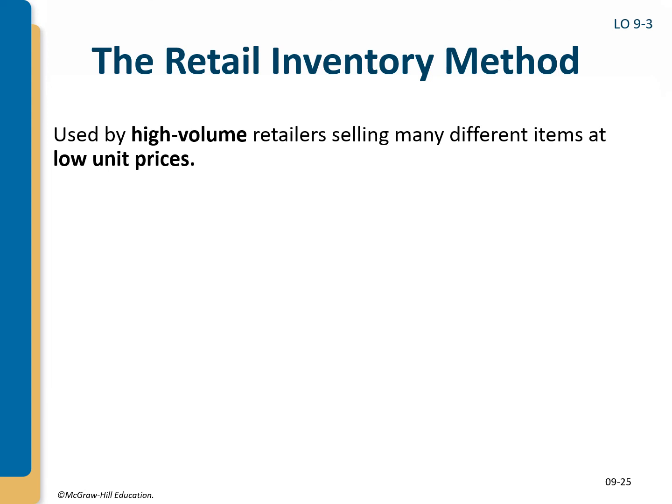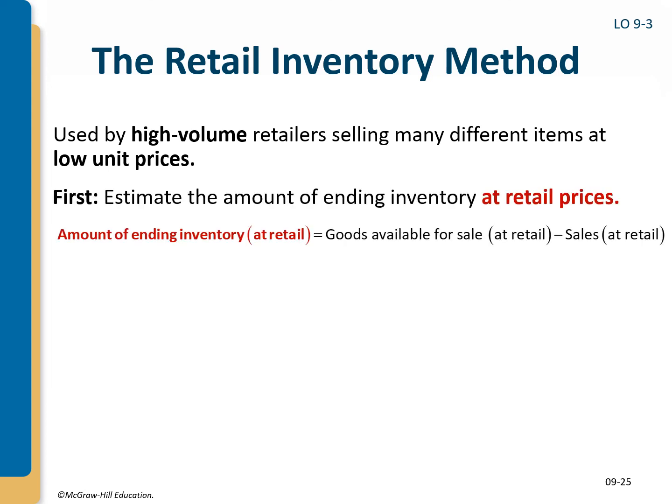Now, the retail inventory method is used by high volume retailers, so they sell a lot, that sell many different items at a low unit price. Okay, so clothing stores, the Walmarts of the world. First, it's estimating the amount of ending inventory. Okay, now what we do is, and this is a quick way to estimate for interim reporting, you estimate the amount of ending inventory at what you can sell it for.